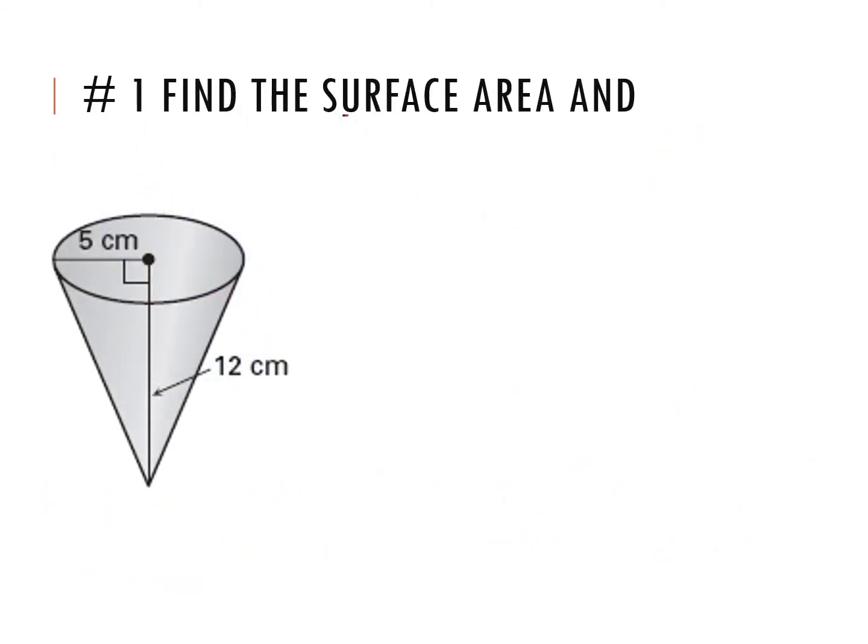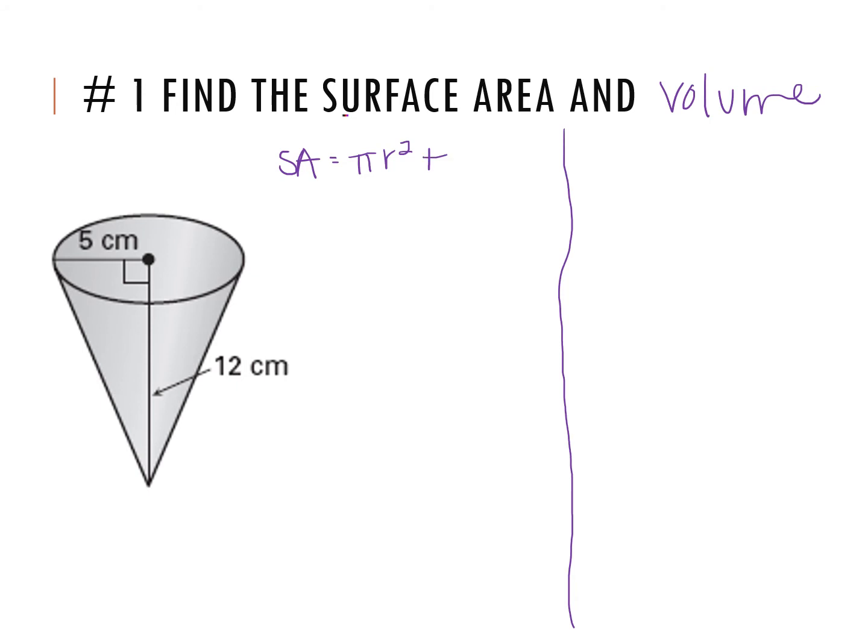For our first example out of two, we are going to find both the surface area and the volume. Again, I'm going to cut my screen in half so we can work with one on one side and one on the other. So the surface area formula again would be pi r squared plus pi r l.